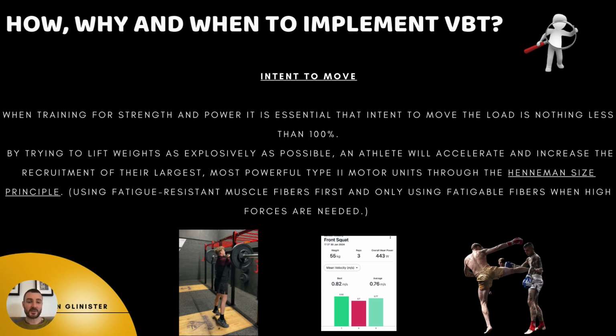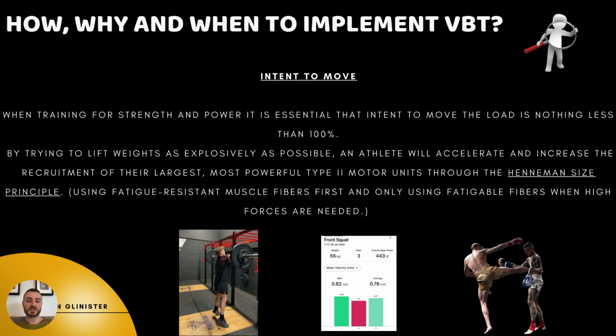When you're training for strength and power, the intent to move the load, the mass, is essential and must be nothing less than 100%. Essentially, the athlete has to give absolutely everything to make sure that we're getting the appropriate strength and power gains and the adaptations that we want. By trying to lift the weights as explosively as possible, an athlete will accelerate and increase the recruitment of their largest, most powerful type 2 motor units. And this is due to something called the Henneman size principle.